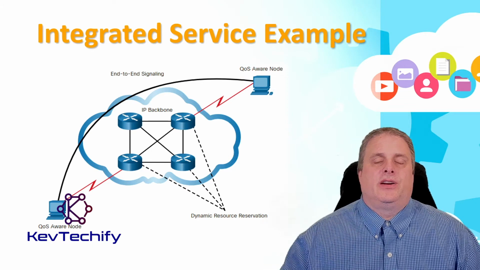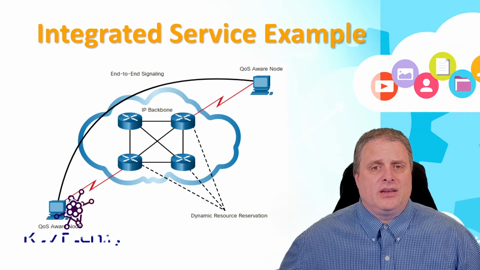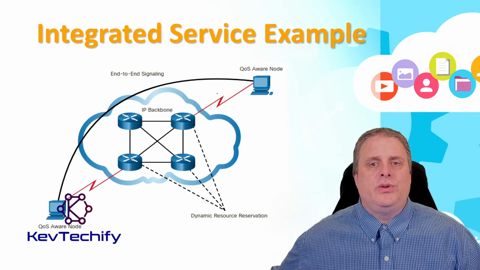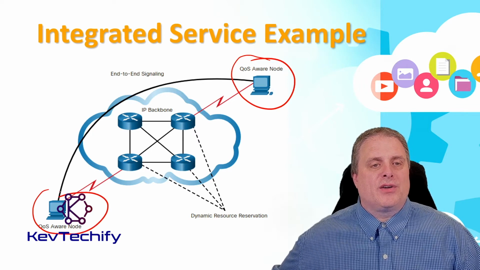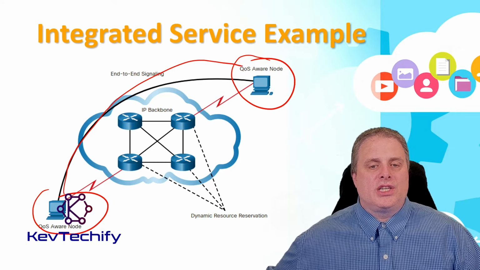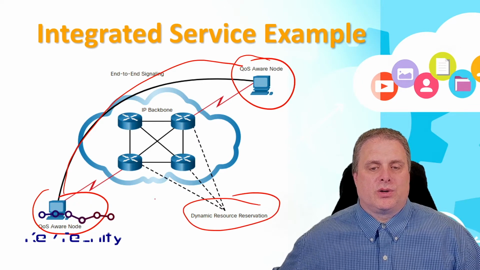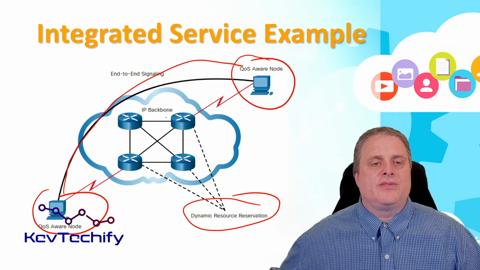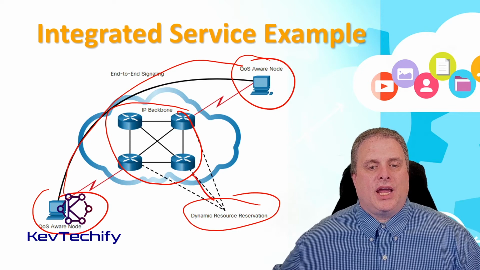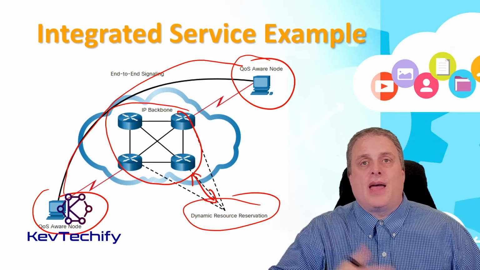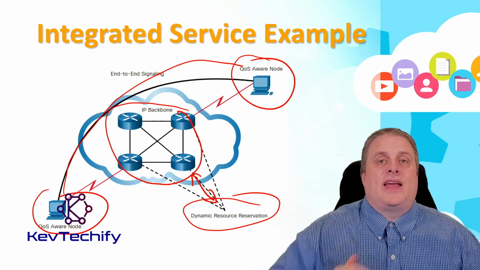Here's an example of the integrated services model. We have two PCs here. They're both quality of service aware, so you need to go and do some configuration on each end. When you have that configuration, they communicate with each other, and then they also do this dynamic resource reservation. All of these devices here have to participate in this communication to reserve that bandwidth so that traffic can get through there for the data that needs it.